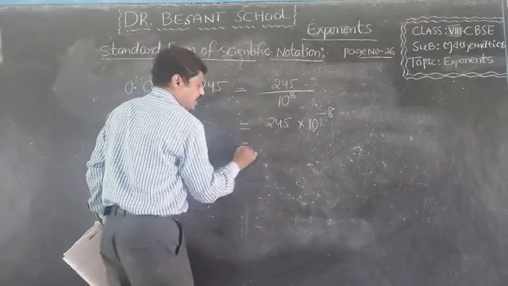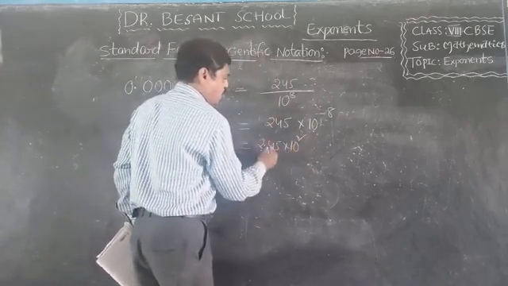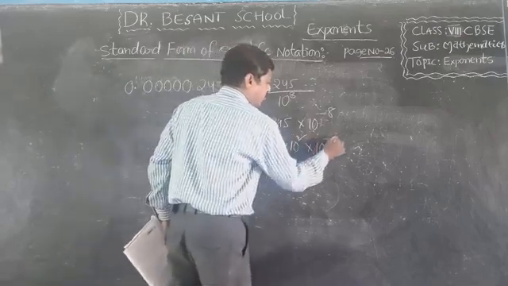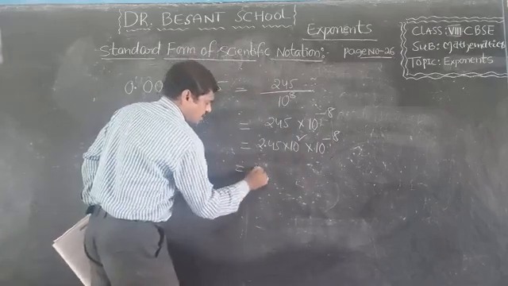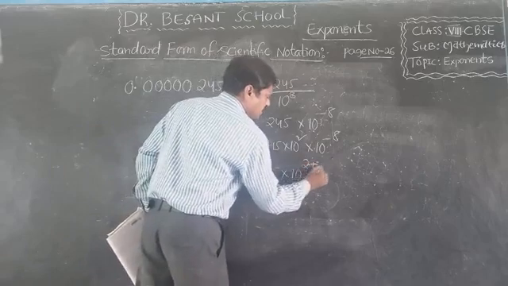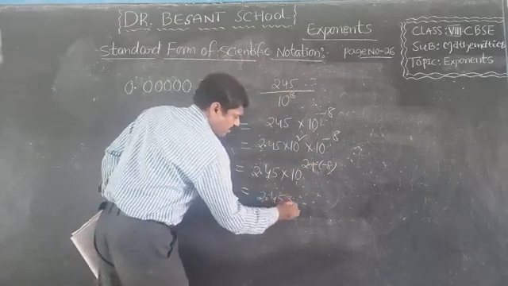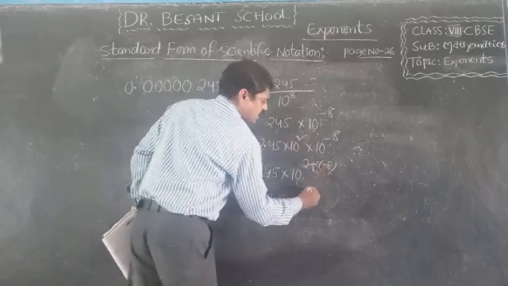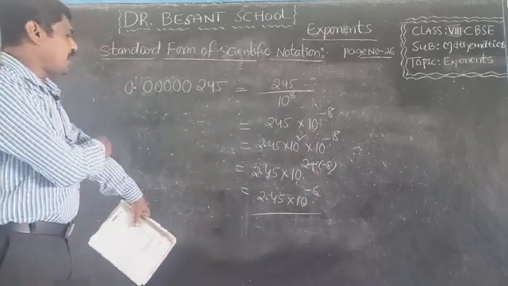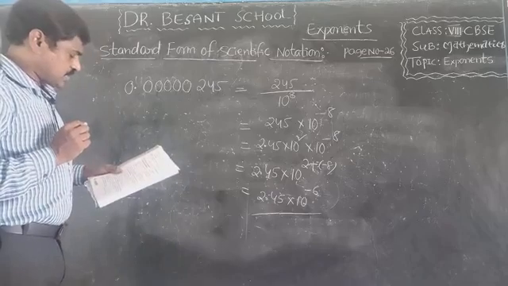We know that 245 is 2.45 into 10^2. So 2.45 into 10^2 into 10^-8. So that is equal to 2.45 into 10^(2+(-8)), that is equal to minus 6. So in this way I noted it: 2.45 into 10 to the power of minus 6.